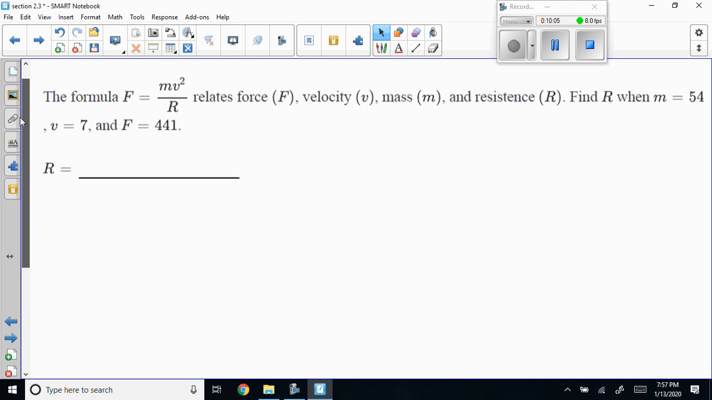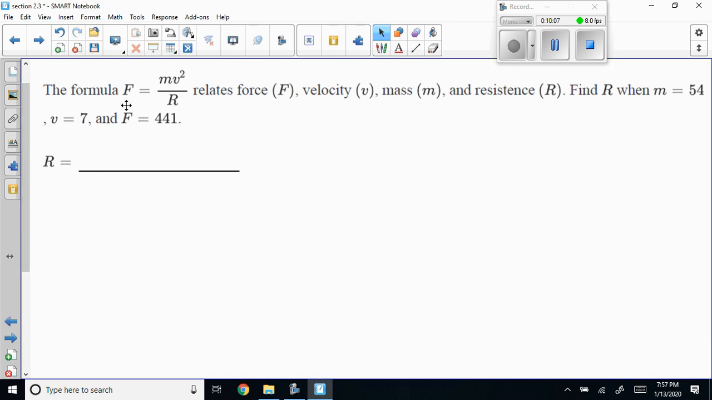All right, look at that. Formula F equals mv squared over r. So force is F, right? Velocity is V, M is mass, and resistance is big R, right? So find R when M equals 54, V equals 7, and F equals 441.